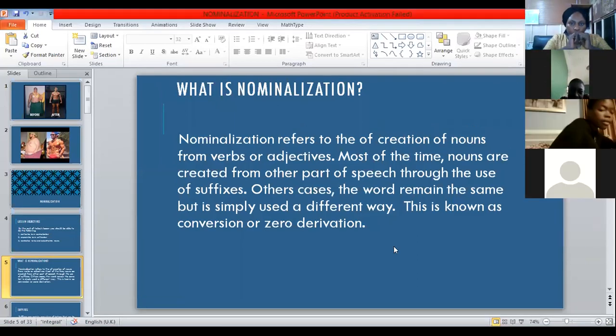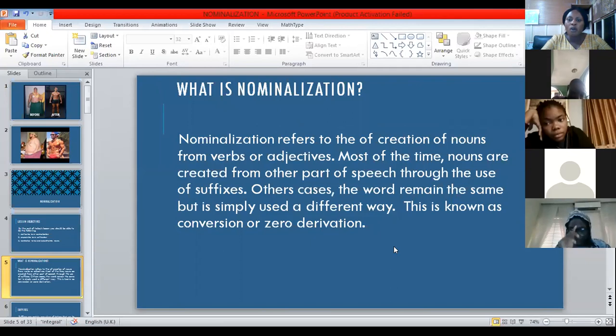Now, like I said earlier, most of the time nouns are created from other parts of speech through the use of suffixes. Other times, the words remain the same. That means it is not all the time that we use suffixes, but there are other times where these words remain the same. How do they remain the same? We shall see as we continue. In this case, it is called conversion or zero derivation.